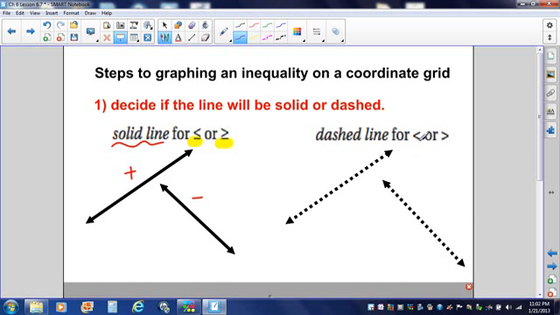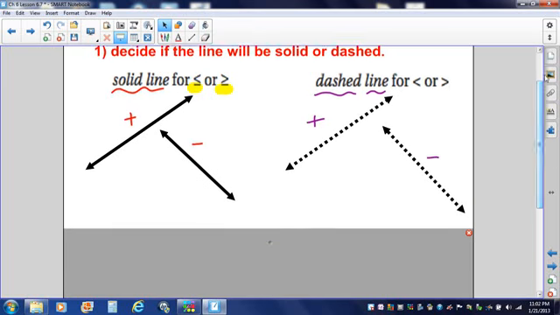If the inequality is simply less than or greater than, notice there is not an equal to underneath. If there's no equal to underneath, you will use a dashed line. We'll use a dashed line going up and to the right for a positive slope, and we'll use a dashed line going down and to the right for a negative slope. So that's going to be our first step.